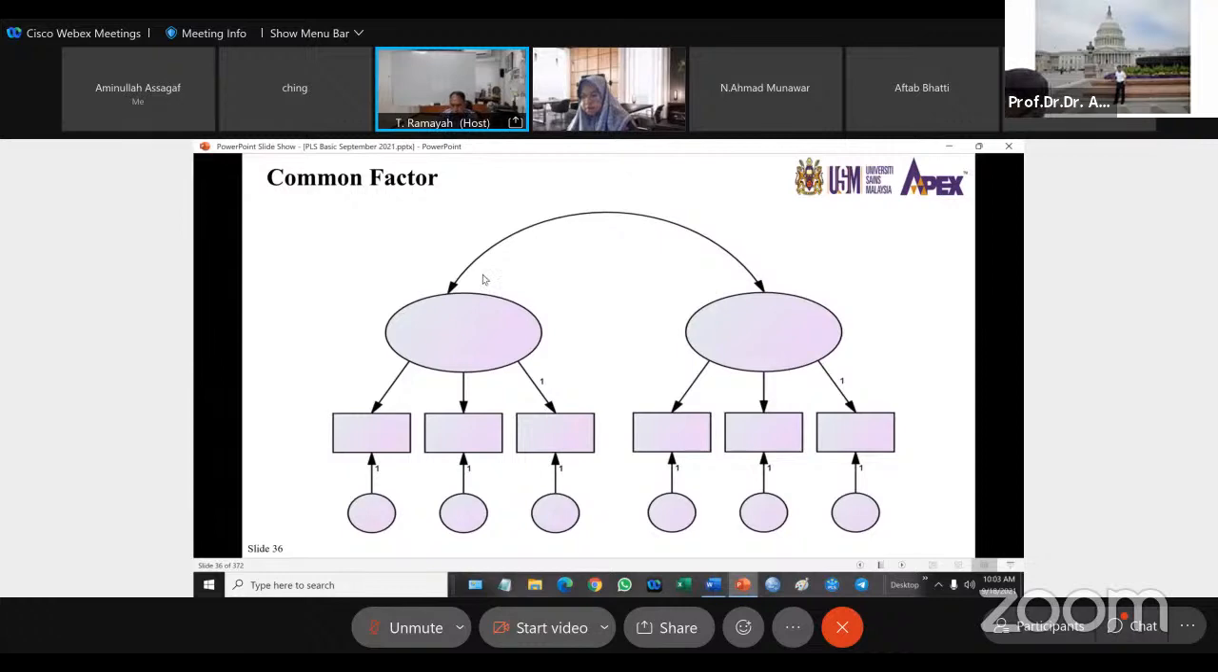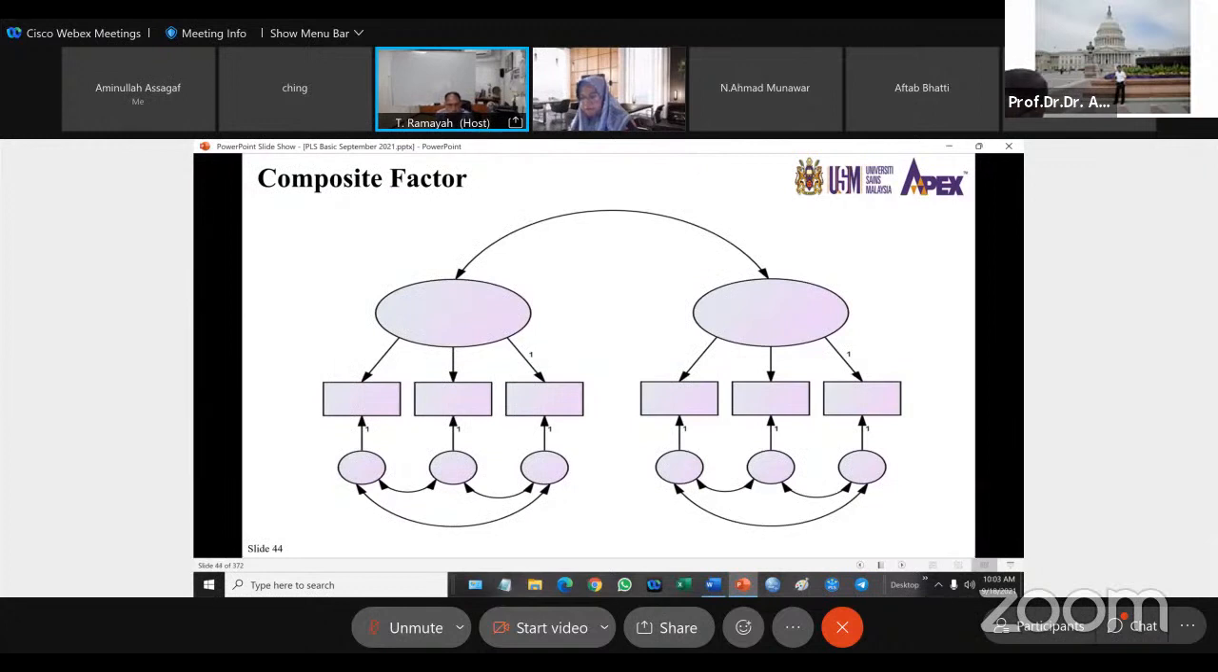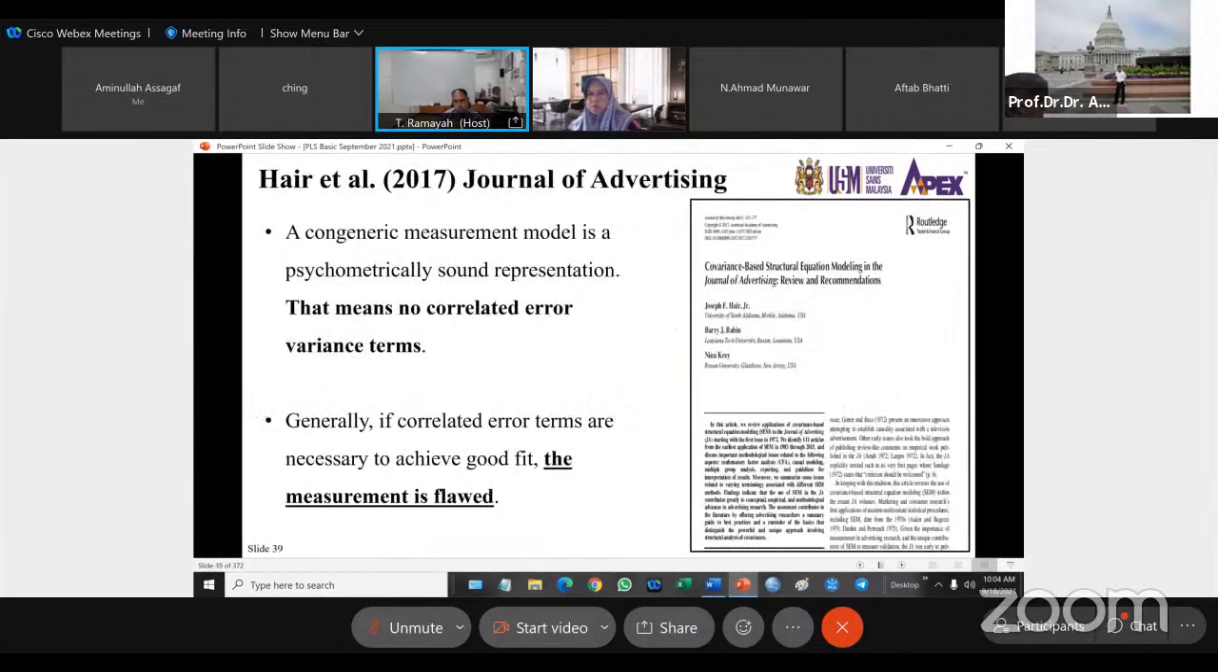Okay. But if you do this in PLS, what will happen is like this. Variance-based SEM uses the composite factor. What is meant by composite factor is that these error terms are not free to vary. They are already correlated. So these 3 error terms, you don't have to estimate, because the estimation is only for parameter 1, 2, 3, and 4. That is the reason why in PLS, you can work with a smaller sample size compared to AMOS. That is the reason. So when you correlate these error terms from the start, your result will be different compared to this, right?